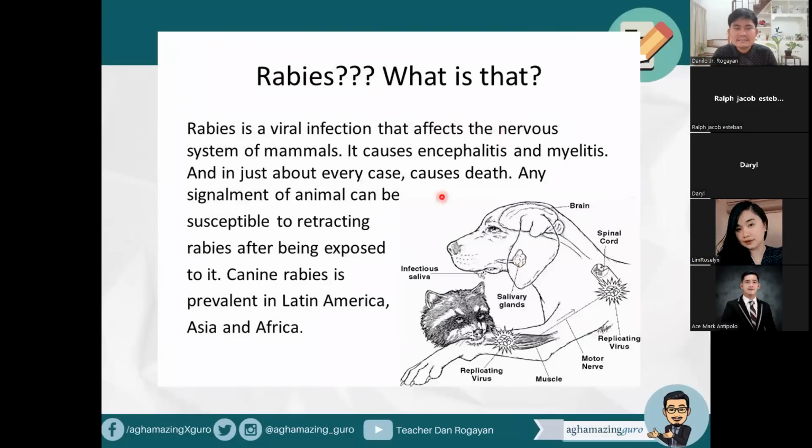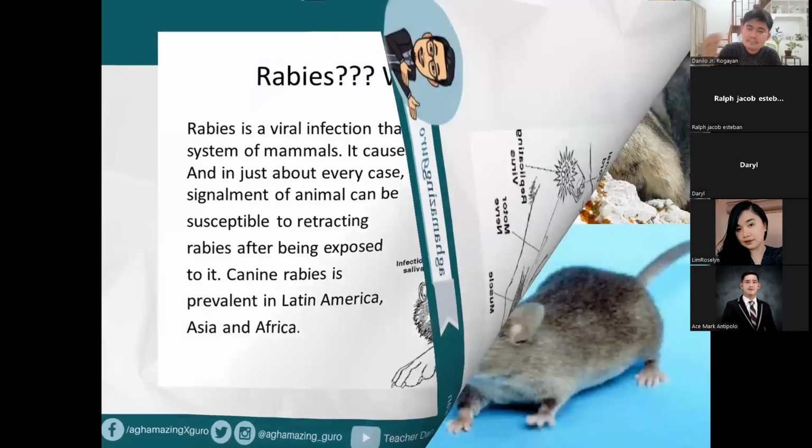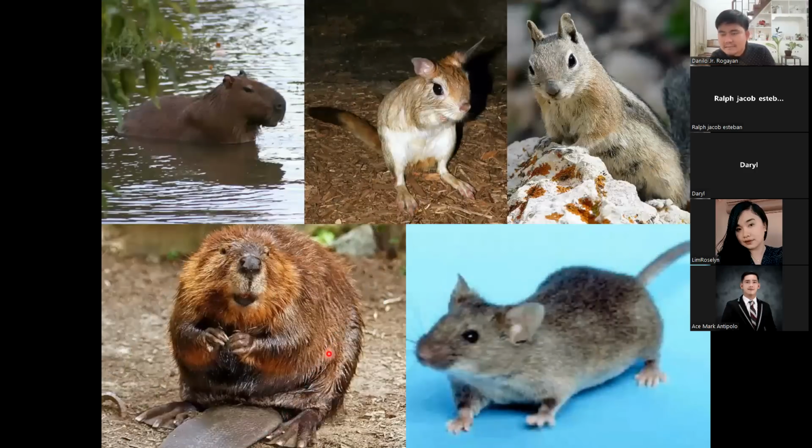Okay, so rabies, what is that? It's a viral infection that affects the nervous system of mammals, including dogs. It causes encephalitis and myelitis, and in just about every case causes death. Any signalment of animal can be susceptible to contracting rabies after being exposed to it. Canine rabies is prevalent in Latin America, Asia, and Africa. That's why we have vaccines for dogs.